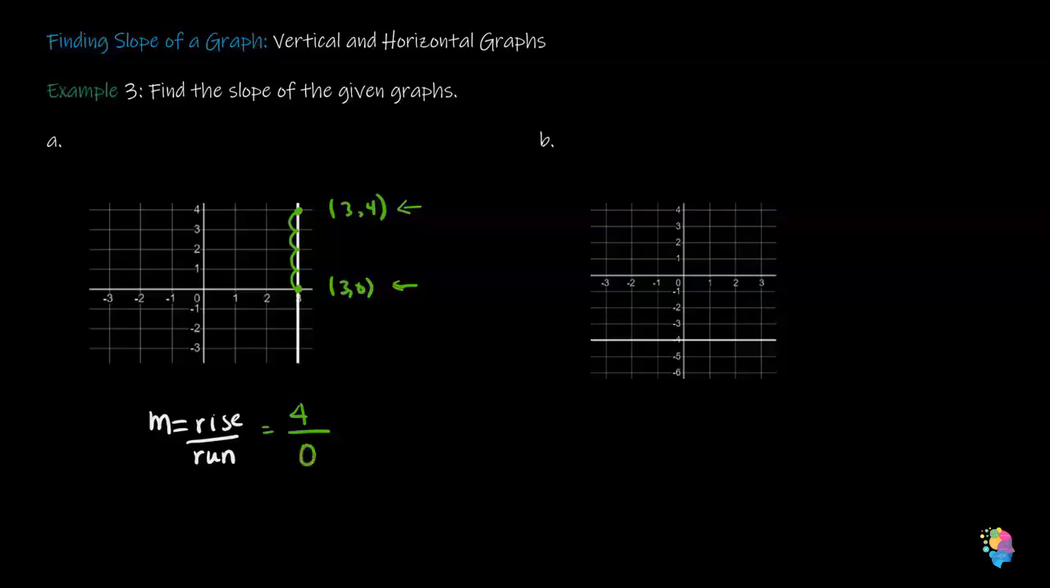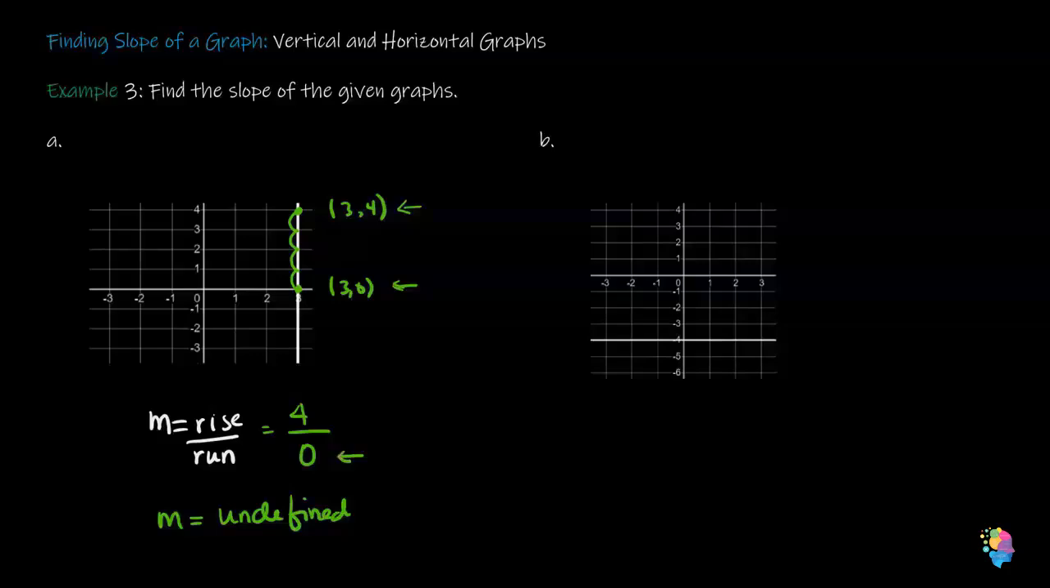But what happens when you divide by 0 is that you get an undefined value. That means that the slope of this vertical line is undefined because we end up with a 0 in the denominator. Let's try the next one. Let's try the horizontal line.